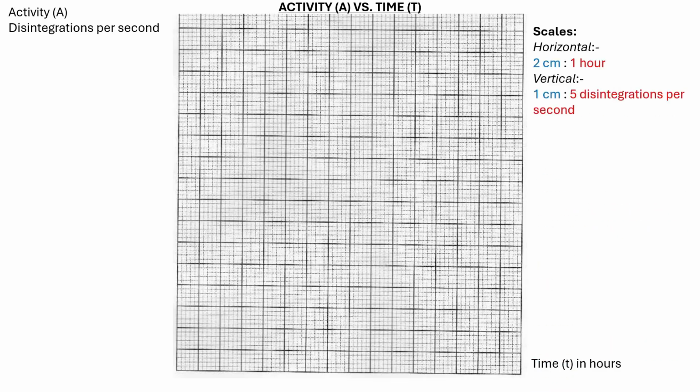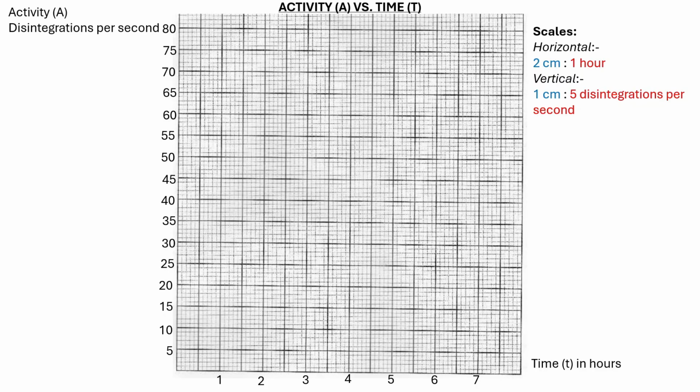So in this case, the horizontal will choose a scale of 2 centimeters to 1 hour because our data went up to 6 hours. And for the vertical, we'll choose a scale of 1 centimeter for 5 disintegrations per second because that data went from 0 up to 80. So when you number your horizontal, you skip and then you number. You skip and then you number. So it should look like that. And then for the vertical, you're basically counting in 5s.